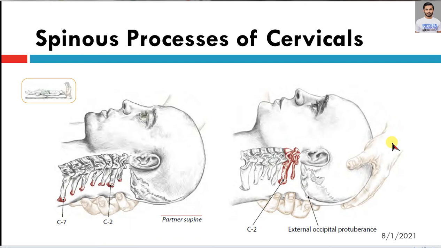Over here, this is another view which shows you that C1 does not have any spinous process and it runs very deep. So it is almost impossible to access C1 from the central part of the posterior neck. But if you want to palpate the transverse processes of C1, you can immediately find them just below the earlobe. Just below the earlobe, the first bony prominence that you feel will be the transverse processes of C1 and then C2.